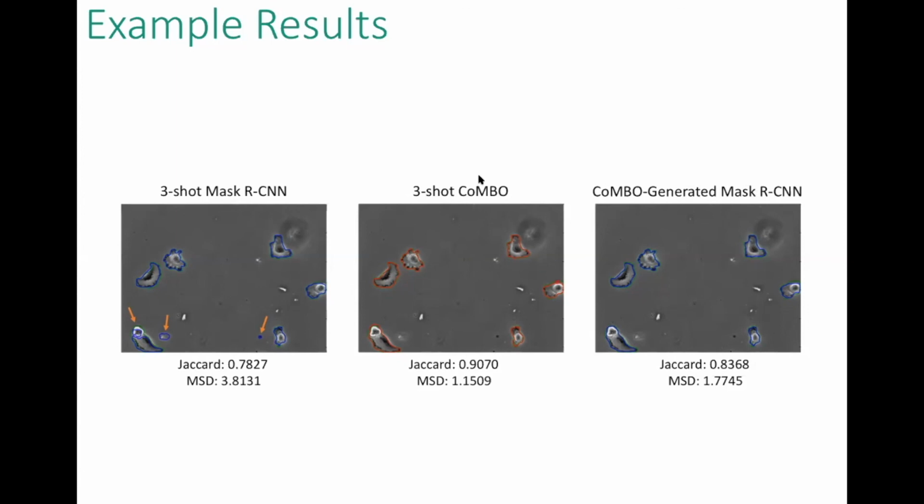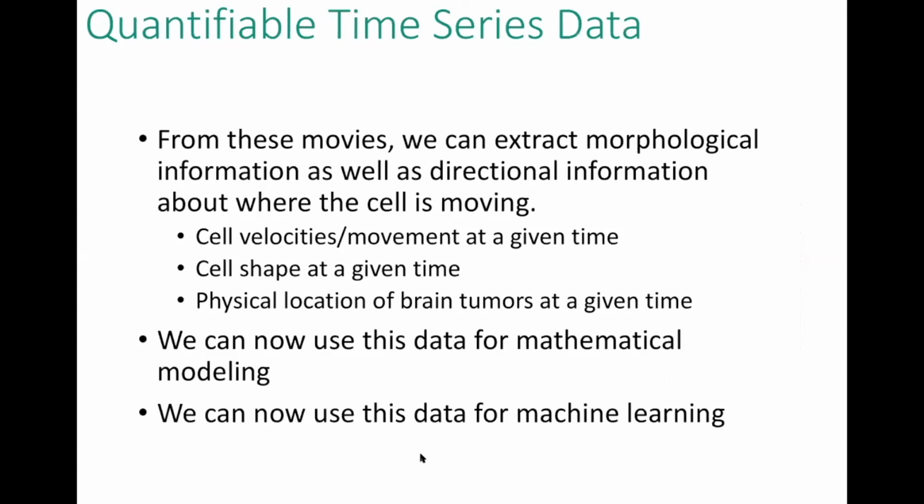And then this last one is when we retrained Mask RCNN using the output from this combo method that was trained on only 3 images. And we see that we're able to get rid of the problems that we had in the 3-shot Mask RCNN. So we no longer have those false positives, and it no longer thinks that there are 2 cells here.